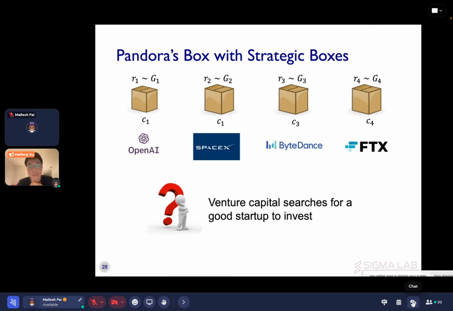And in almost all the previous motivating examples I mentioned, the boxes are strategic. For example, say you are a venture capitalist searching for a good startup to invest in. As you could imagine, a startup would never want to reveal the true reward to a venture capitalist. They would advertise their product and try to selectively, partially reveal their information to the venture capitalist. Every startup is going to do this. And that's really a strategic box, not a static box.